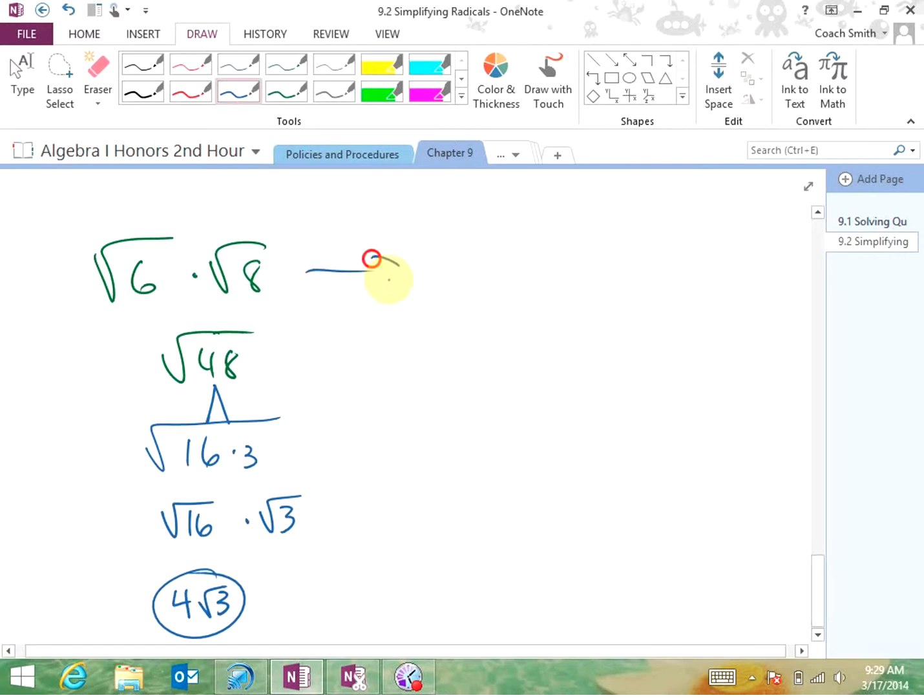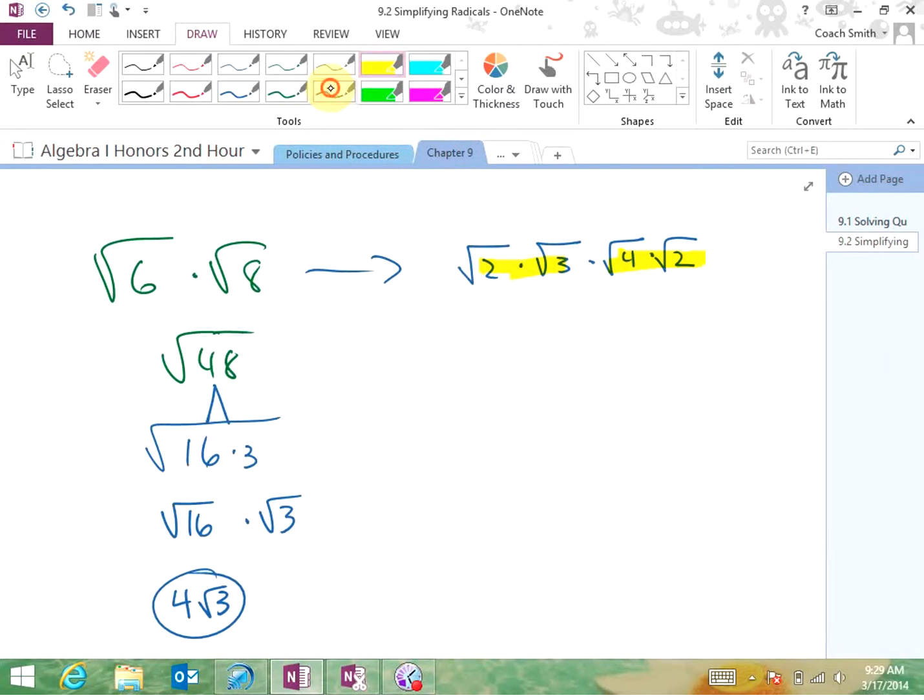I mean, I can do this: square root of 2 times square root of 3 times the square root of 4 times square root of 2. Okay? 4 times 2 is what? 8, which represents the square root of 8. 2 times 3 is what? 6, which represents the square root of 6. Okay? Well, then I can break that down into square root of 2 times square root of 3 times 2 times square root of 2.